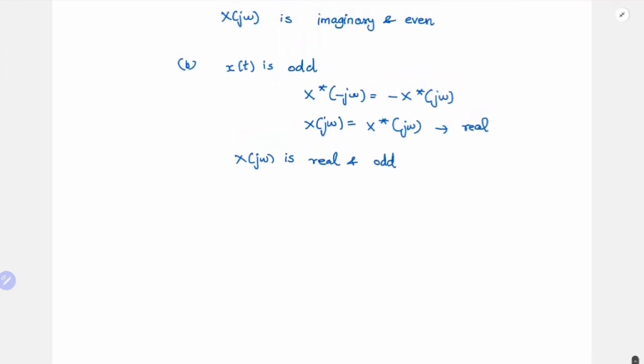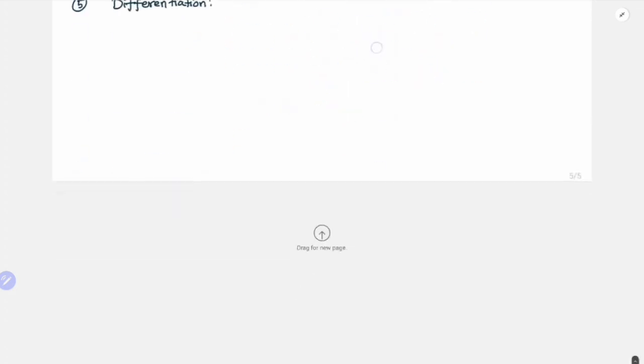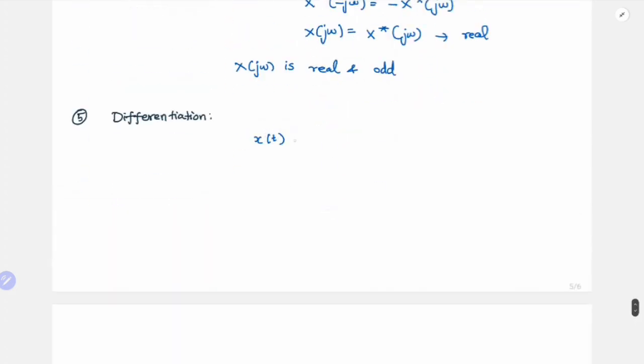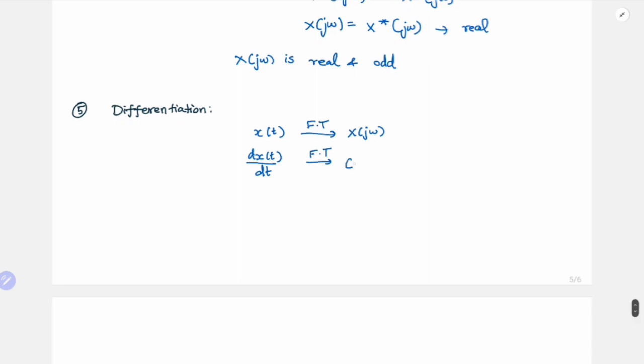Next property, let us look at differentiation and integration. Property number 5, differentiation. So if x of t gives a Fourier transform of x of j omega, what happens to dx of t by dt? What do you think from the previous thing? In the Fourier series, it was multiplied by the factor of jk omega naught. So here it is just going to be j omega x of j omega.